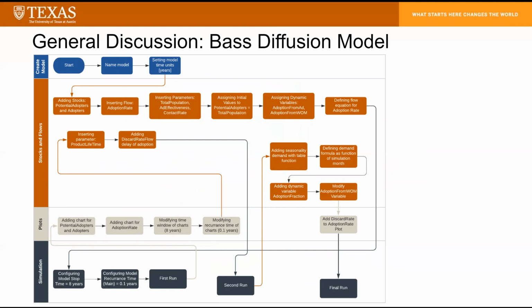As the major takeaways from this Bass diffusion model, the first thing that we can say is that the model time units are a critical aspect for rates and equations in the model. As a second conclusion, we can say that breaking down the model into several simulations while adding complexity is better for identifying mistakes. And that's what we did. We first assumed a constant demand and then added seasonality. In sum, we did 3 simulations to complete the whole model.